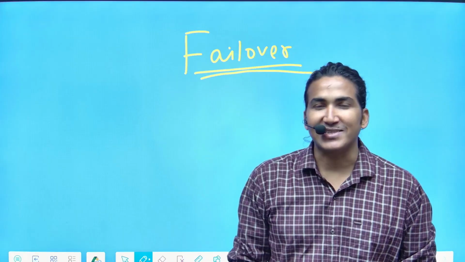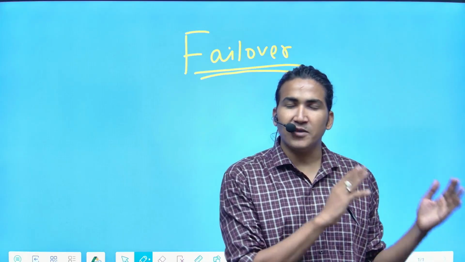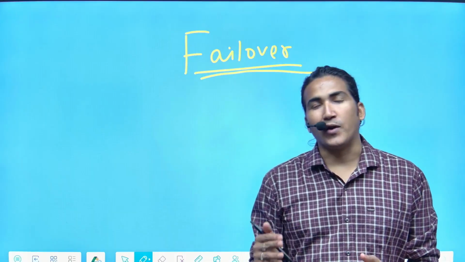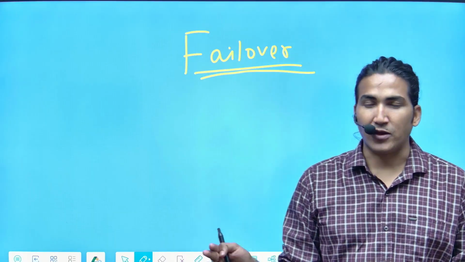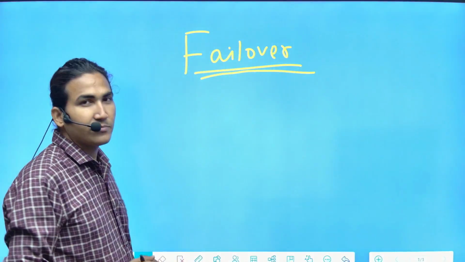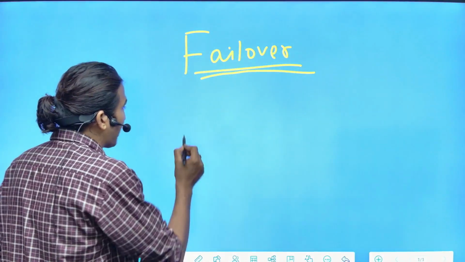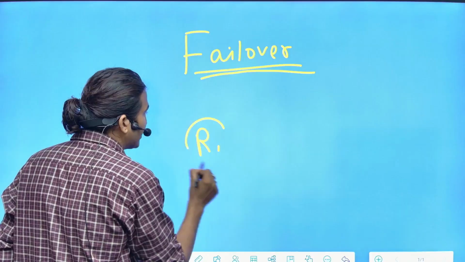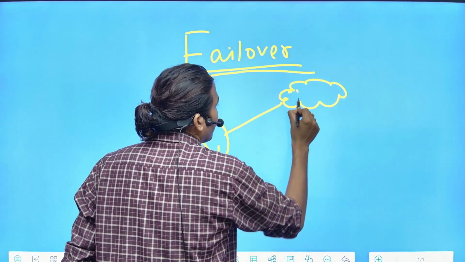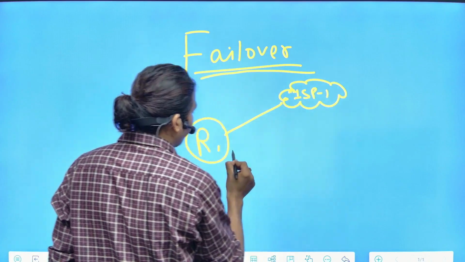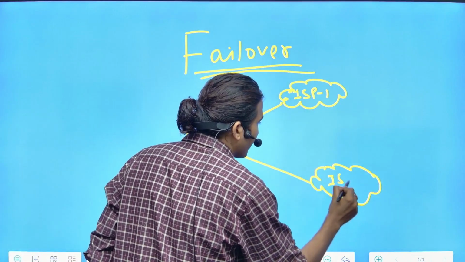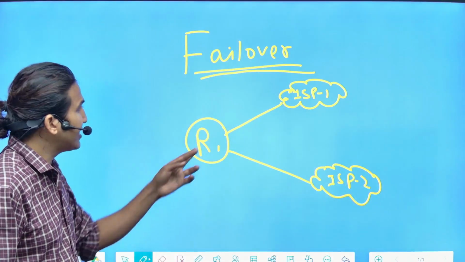Today we will understand the difference between traditional failover and smart failover, like how SD-WAN devices perform failover. Let's suppose I have one edge router here, WAN edge router R1, which is connected with two different ISPs, ISP1 and ISP2.